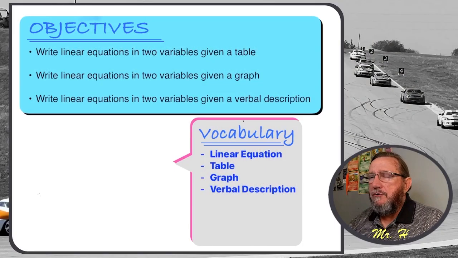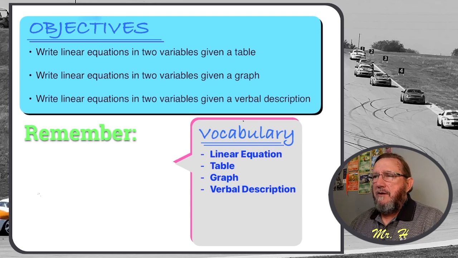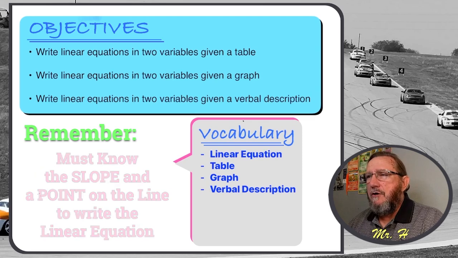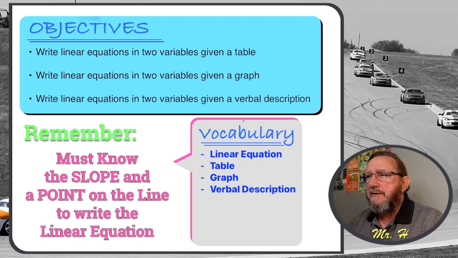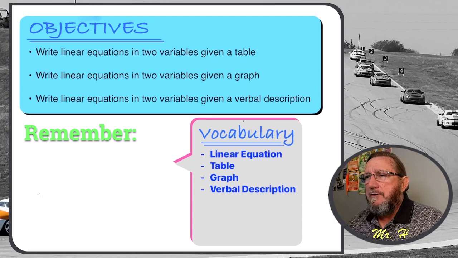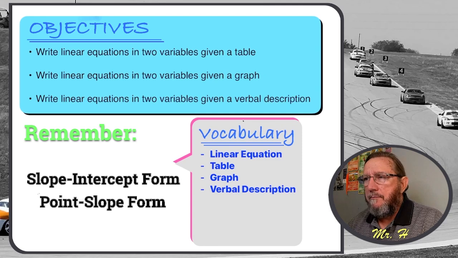In this module, you'll see how to write linear equations when given a table of values, a graph, or a verbal description. A few things to review. First, every line has a name. We call the name of a line its linear equation. In order to write the equation of a line, you must know the slope of the line and a point that is on the line. There are no exceptions to that rule. Now, there are three forms of linear equations. The two that we will use today are the slope-intercept form and the point-slope form.